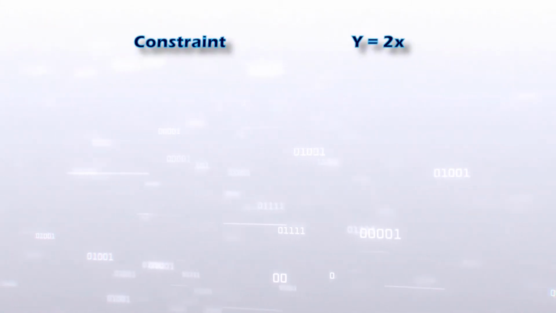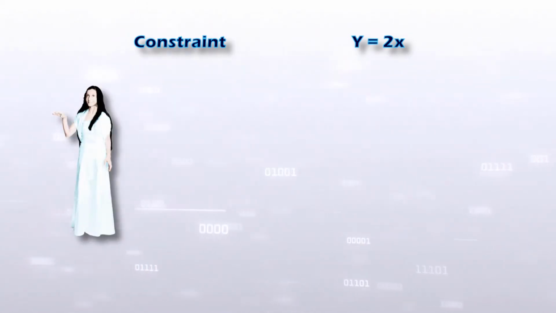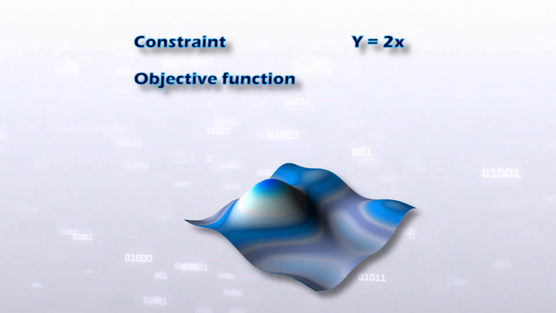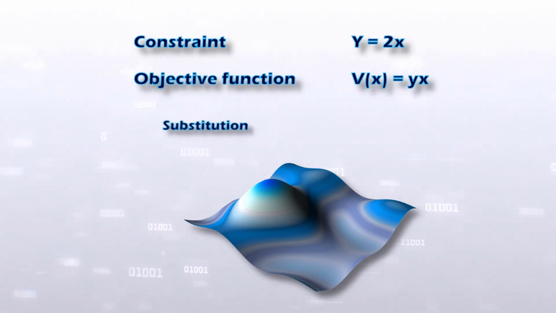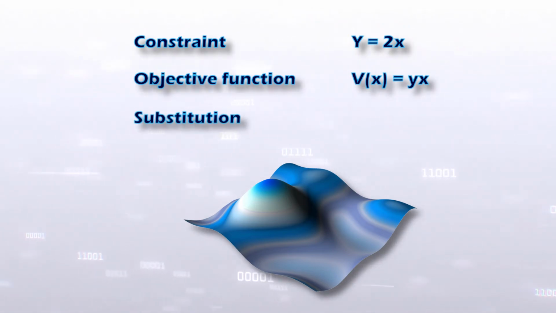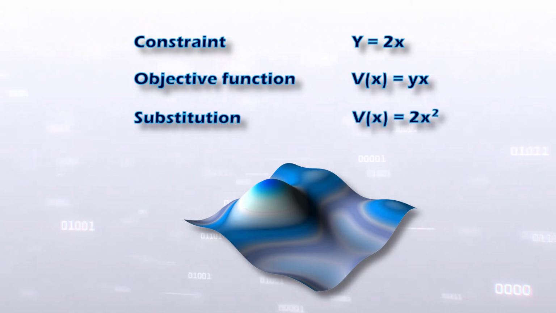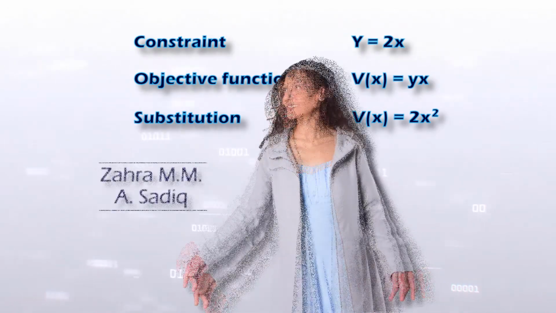I process an equation with a condition which is a constraint. Y equals 2 times x is the constraint. I solve the constraint equation for one of the variables. The required value of x equals y times x is the equation I optimize. I integrate this constraint equation into the formula that I optimize. The value of x equals 2 times x squared is the formula after the substitution.